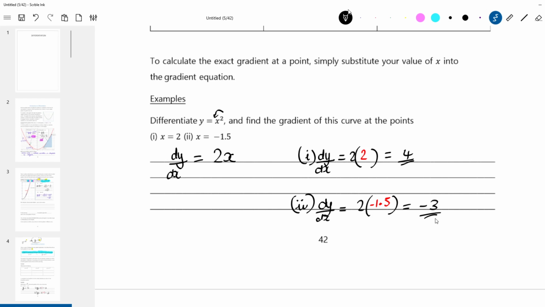So that's the idea of differentiation in a nutshell. Hopefully it seems easier than drawing a tangent and working out points from it. It's a much quicker process than that, and we can very quickly work out the gradients if we want to.